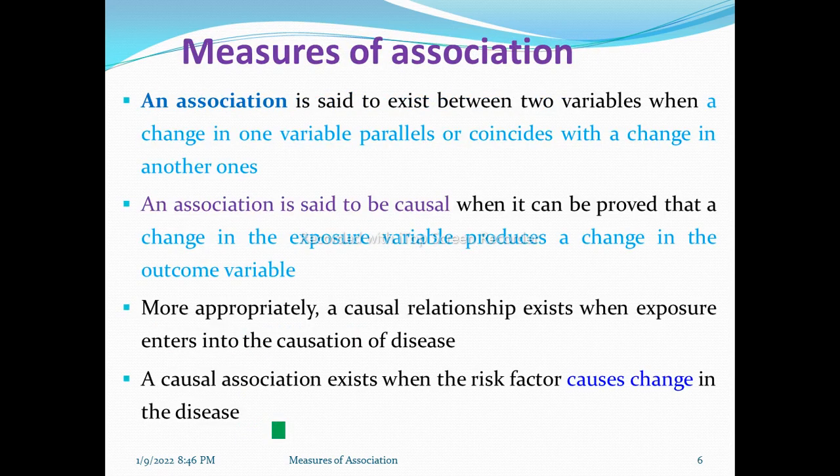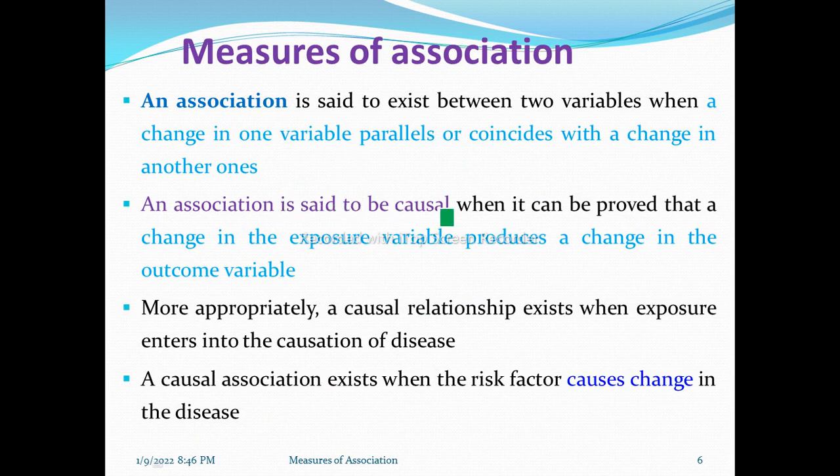So measures of association. An association is said to exist between two variables when changing one variable parallels or coincides with changing in another one. So we say association exists when one variable changes and the other variable also changes. If this one changes, the other also follows to be changed. So we can say association is present.